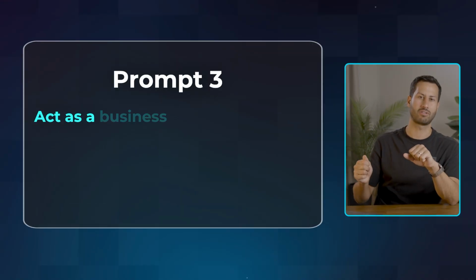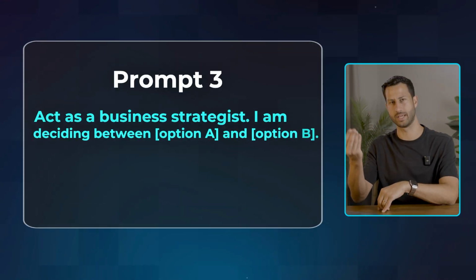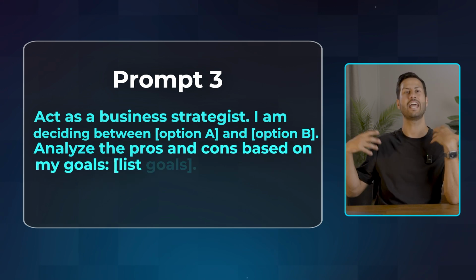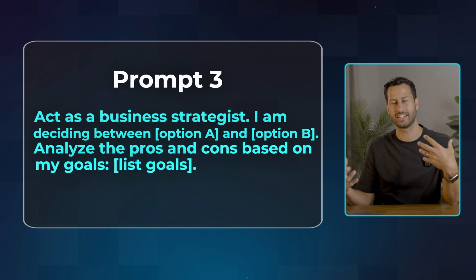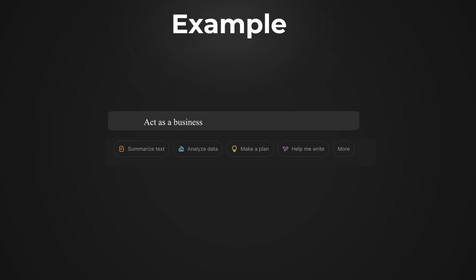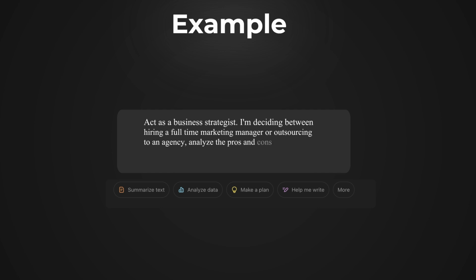Act like a business strategist. I am deciding between option A and option B. Analyze the pros and cons based on my goals, and then you can basically ask it to run the analysis and give you the information. So as the specific example, we can say, act as a business strategist. I'm deciding between hiring a full-time marketing manager or outsourcing to an agency. Analyze the pros and cons based on my goal of increasing brand awareness while keeping costs manageable.